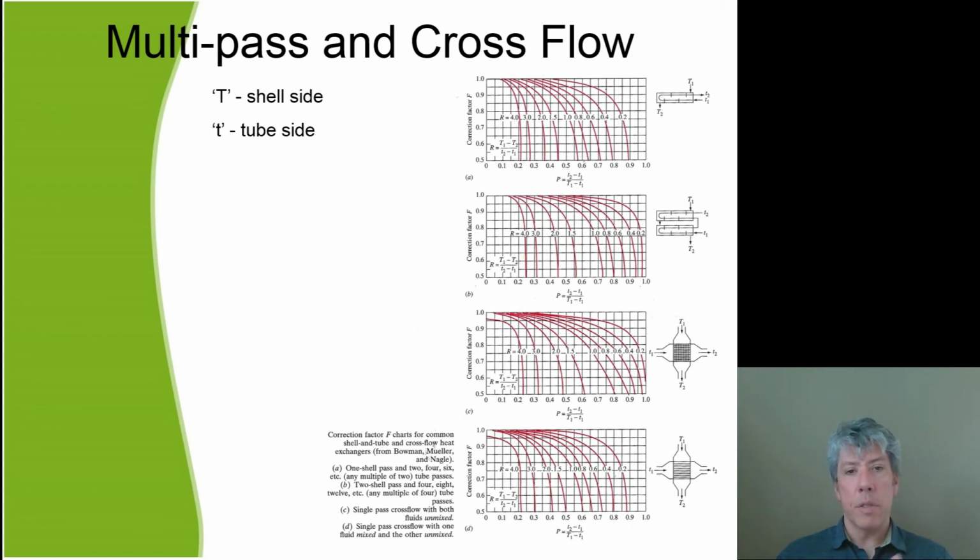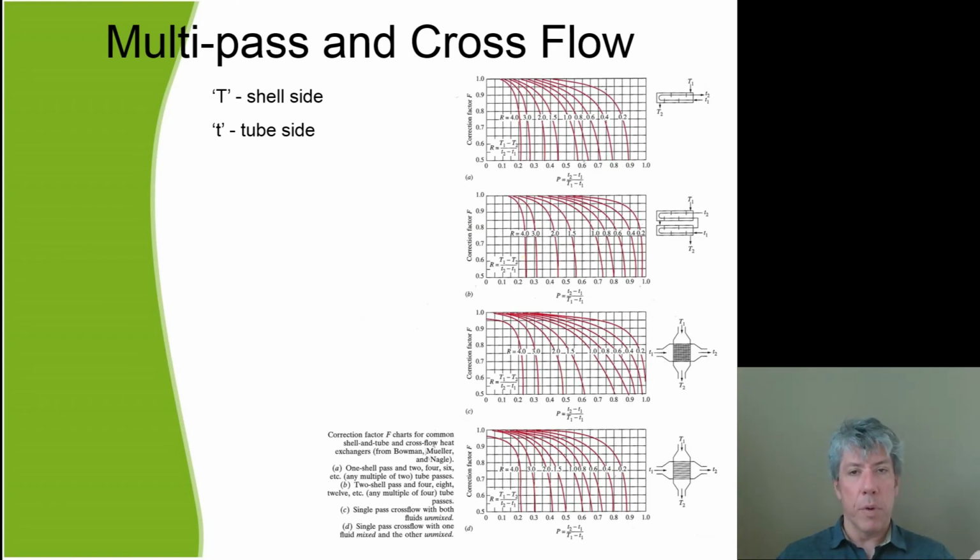So we actually have some charts. They're in your text. You should bookmark this page. It deserves a tab. This is where you will get your correction factors, labeled F on the y-axis. The first thing you have to do is select the appropriate configuration of heat exchanger that you're actually working with. Then you calculate the log mean temperature difference as if it were a simple single pass shell and tube heat exchanger, and then use the correction factor from the chart to correct that log mean temperature difference. So you'll have to locate the correct point on the x-axis and then locate the appropriate curve, but you see equations in each of these where lowercase t's represent the tube side and uppercase T's represent the shell side.